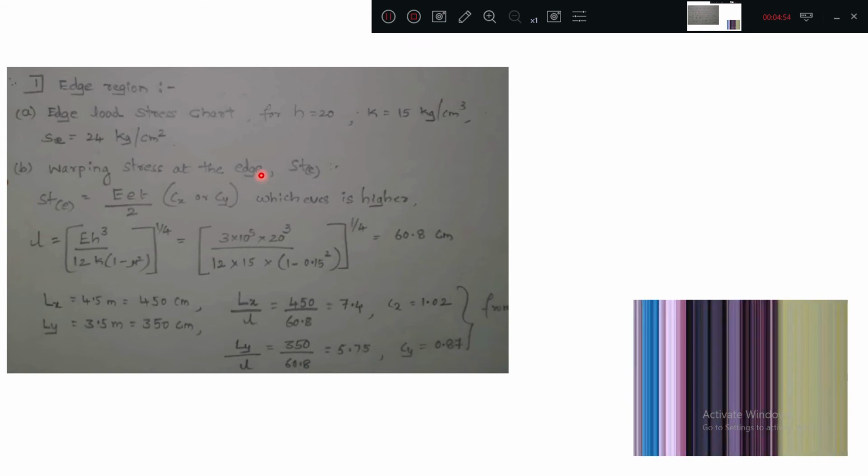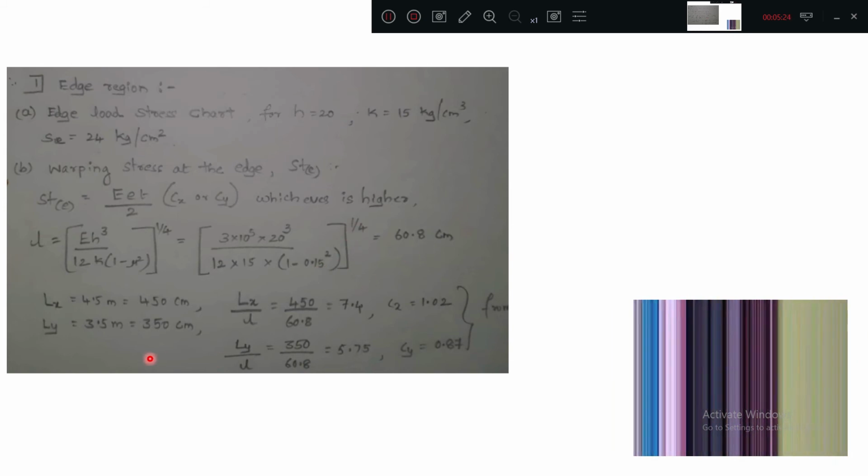For warping stress, there is the calculation of Cx and Cy and E e t by 2. First calculate small l, the radius of relative stiffness: E H cube over 12k into 1 minus mu square, to the power 1 by 4. Substitute the values: 3 into 10 to the power 5 for E, H value 20, 12 into k value 15, 1 minus mu square, mu is 0.15 square. So you are getting 60.8.